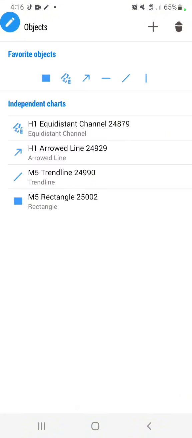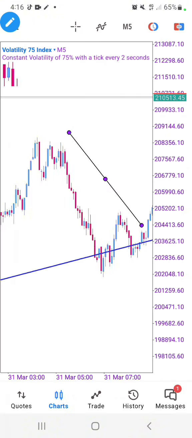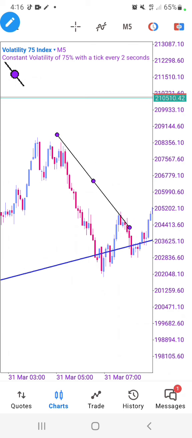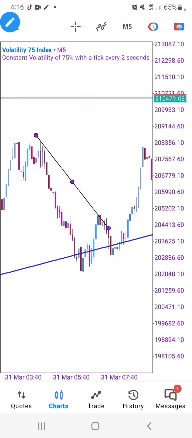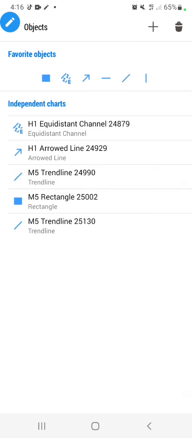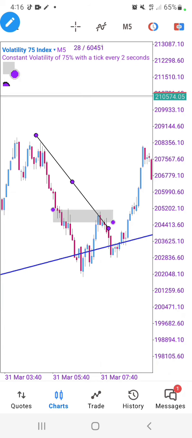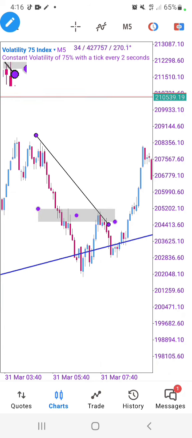Let us find another setup here. You can see we had this here. The market didn't break here. We had a zone here. This was a zone. Let's say that before this happened here, this was what you were seeing.